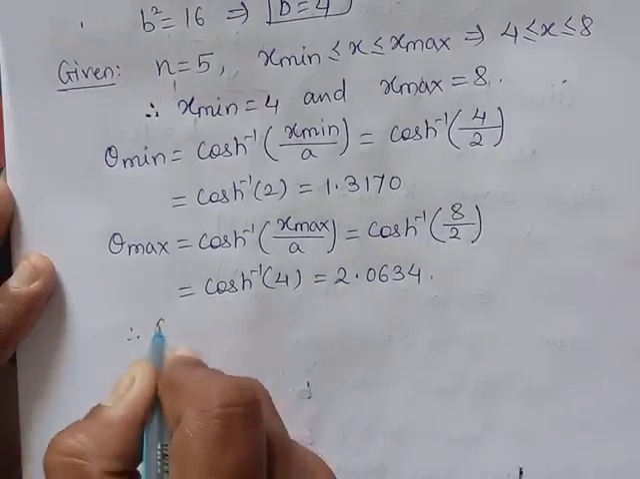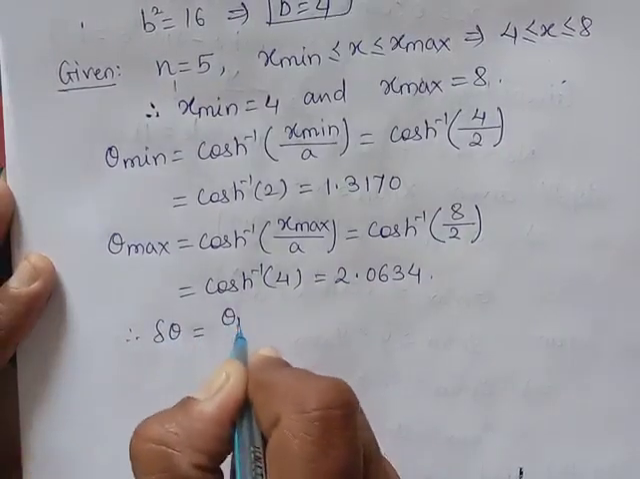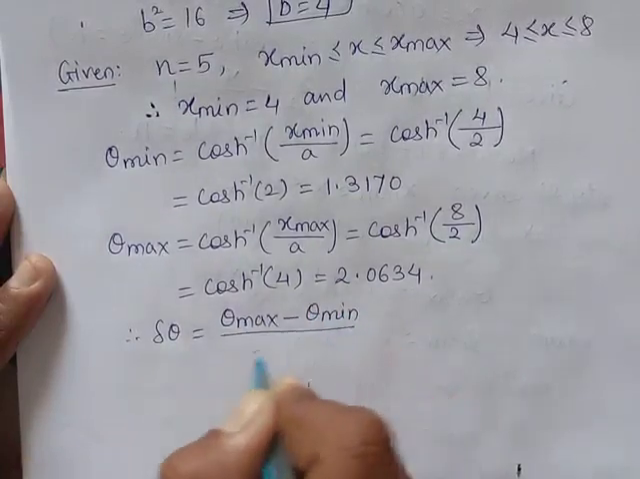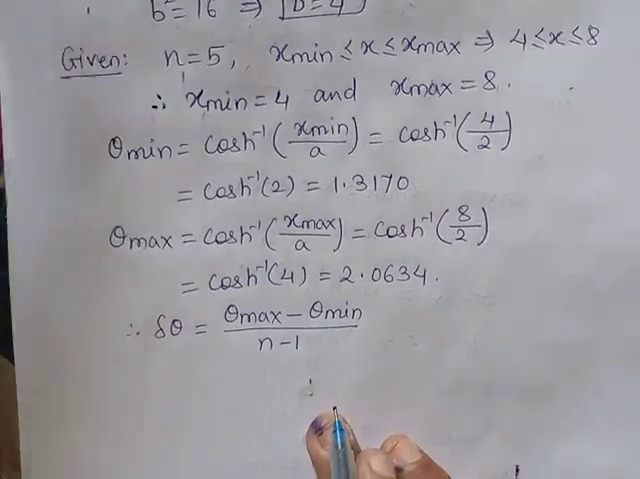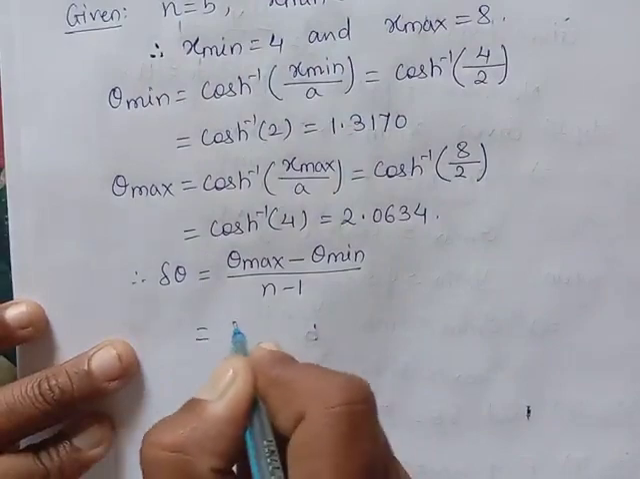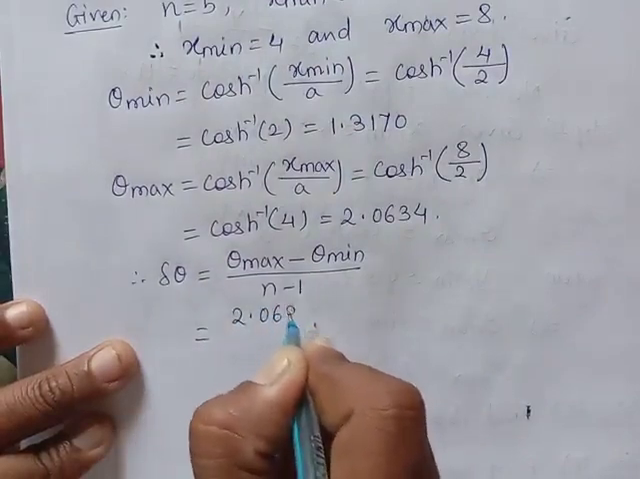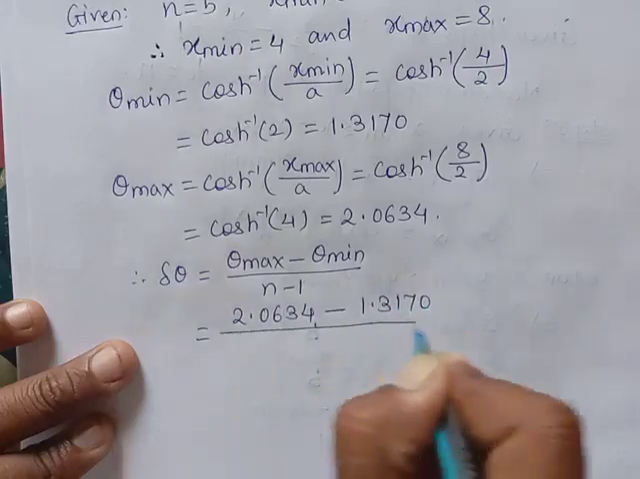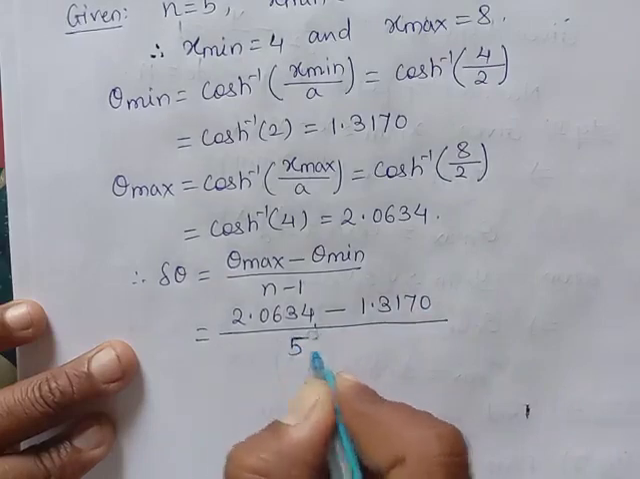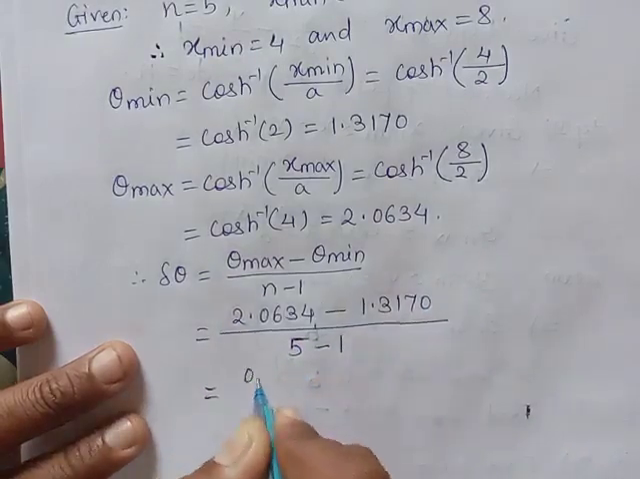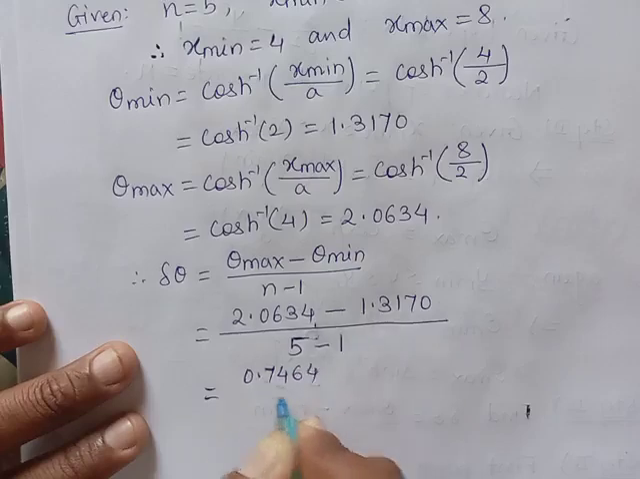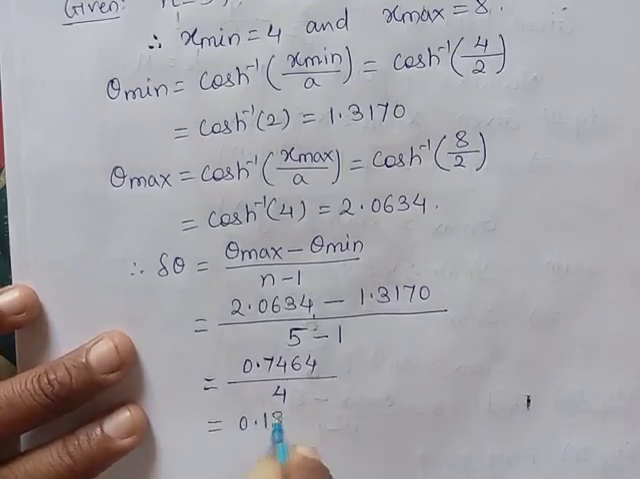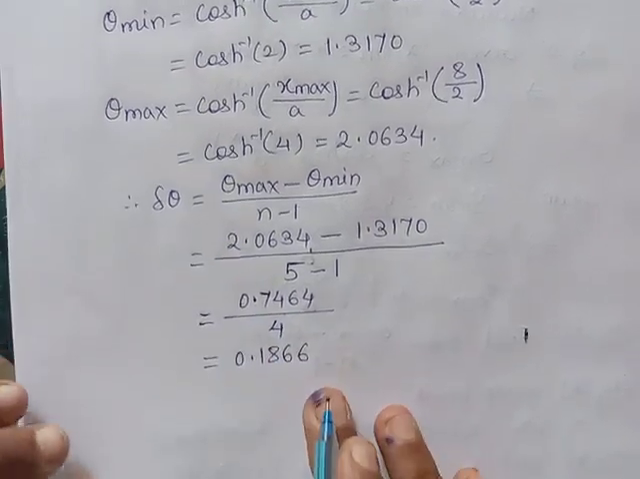Therefore delta theta. What is delta theta? Theta maximum minus theta minimum upon n minus 1. So it is 2.0634 minus 1.3170 upon n, which is how much? 5 minus 1. So it is 0.7464 upon 4. So it is 0.1866. Delta theta is this value.